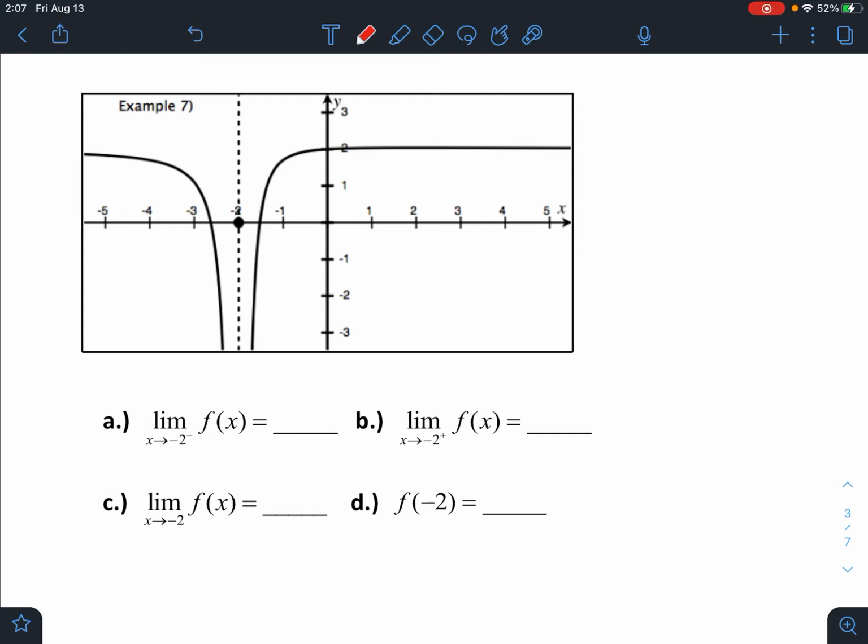For number 7, as x approaches negative 2 from the left-hand side, that's negative infinity. As x approaches negative 2 from the right-hand side, that's negative infinity. Since they both agree, we can write negative infinity there as long as we understand that an infinite limit actually does not exist. You can't limit infinity. So if we say the limit actually is negative infinity, that means that limit does not exist. All right, and finally, what is f of negative 2? That would be 0.